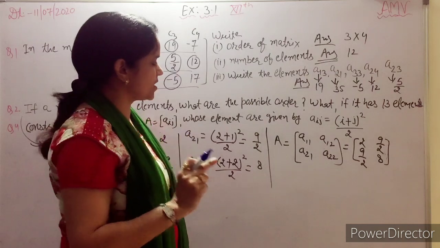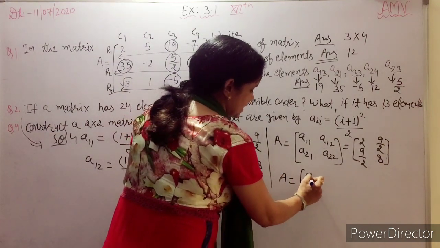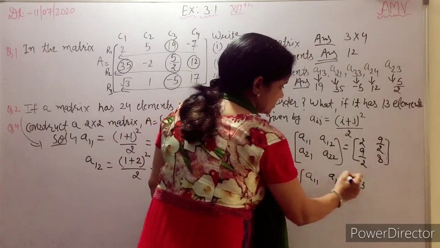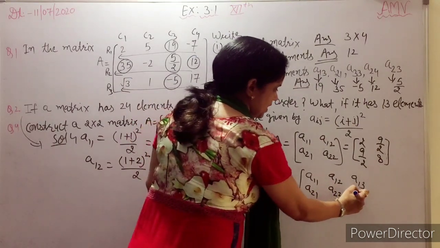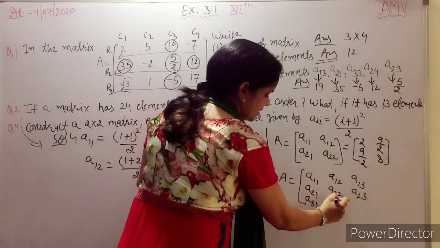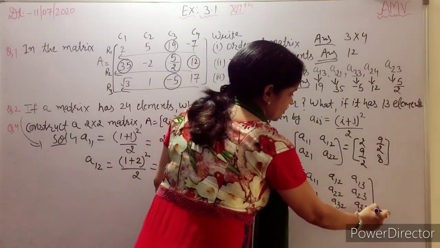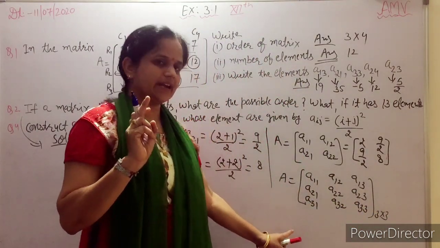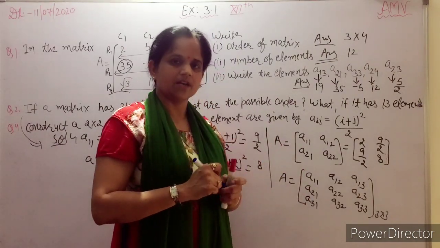For a 3 by 3 matrix, we have to take A11, A12, A13, here A21, A22, A23, and it is A31, A32 and A33. Okay. So for the next question, you do it on your own.